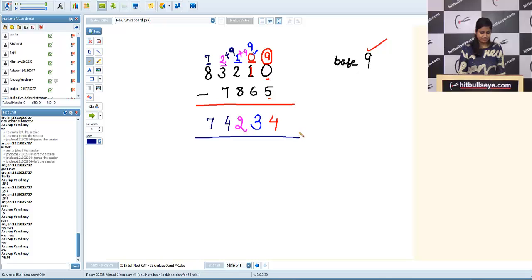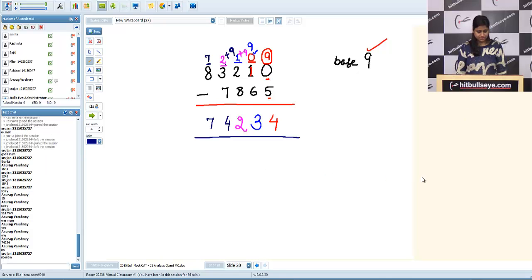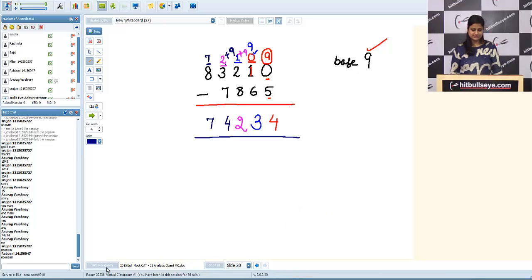Yeah, still any problem? Srujan, Anurag, and rest of the guys. So please brush up this concept of the base system. You must know addition, subtraction, and the conversion, both ways, decimal to any other base and any other base to decimal.